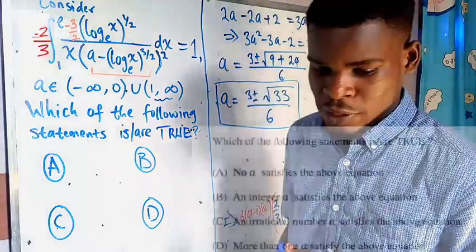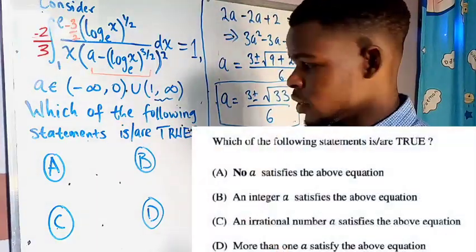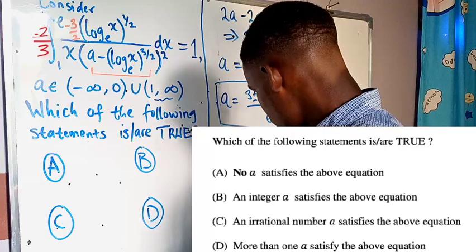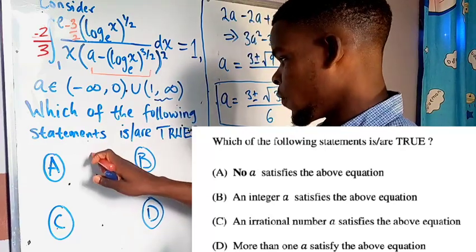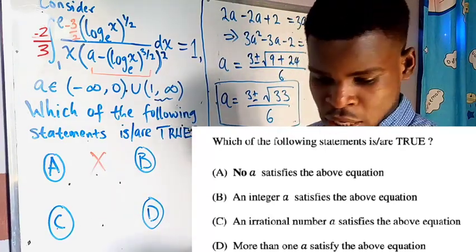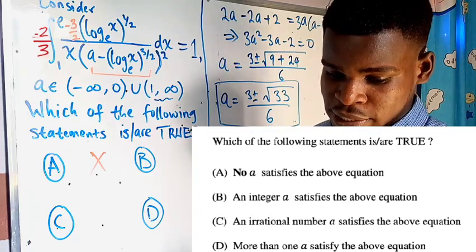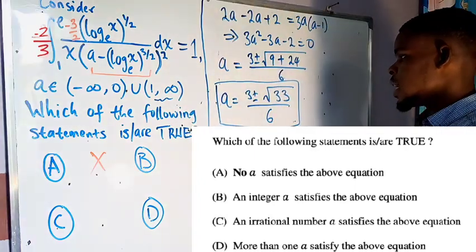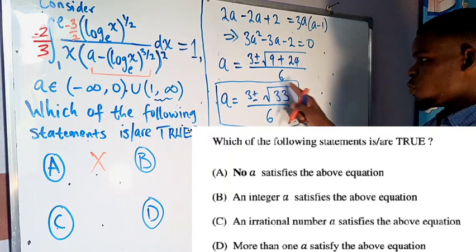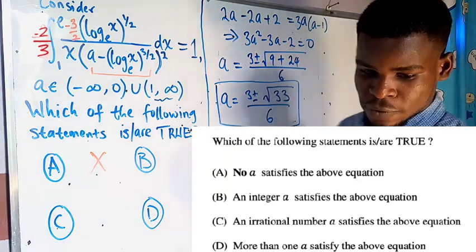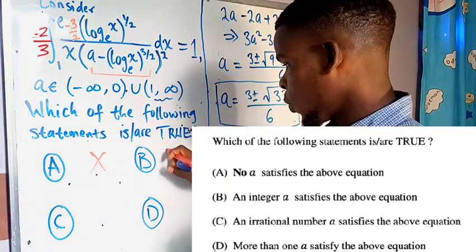So let's see what we had. The first one tells us that no value of a satisfies the equation. This is false, because we've actually found two values of a that satisfy the equation. The second one tells us that an integer a satisfies the equation. As you can see, a is not an integer because we have an irrational number here. So in fact, B is false.